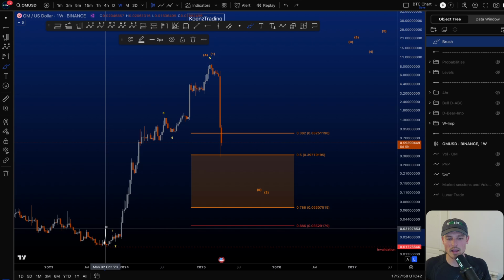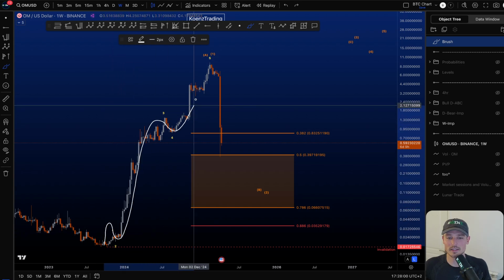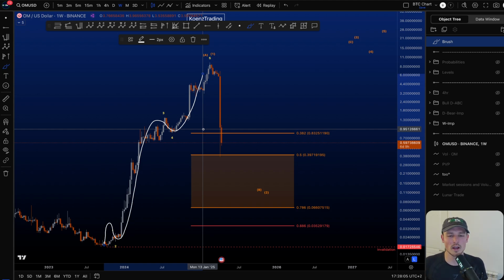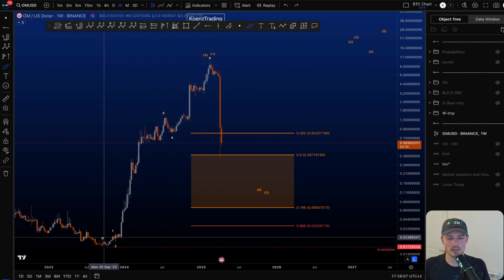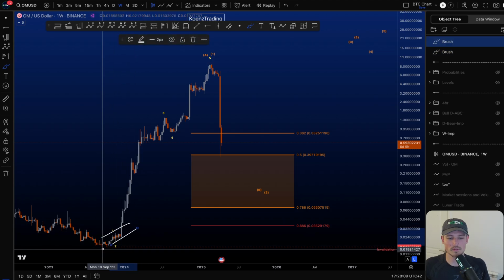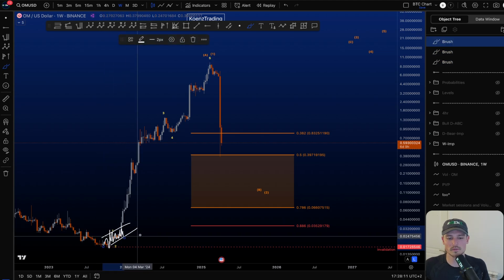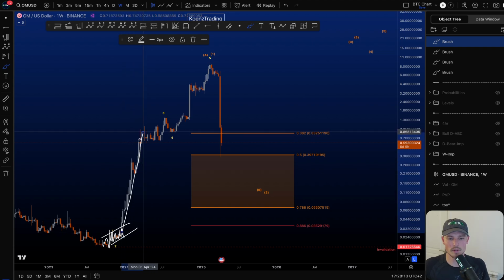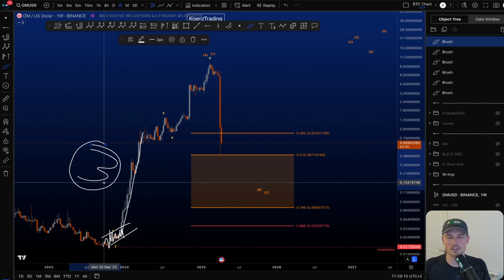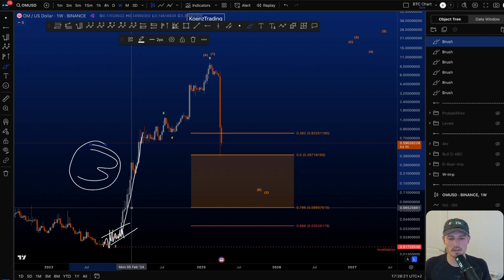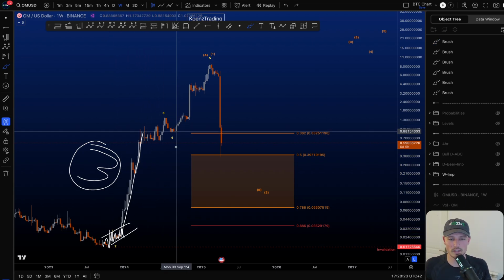This is the low, and we can count a very easily identifiable 5-wave impulsive move to the upside. Now let me explain why this is such a clear structure. We start on the weekly with a bit of a grind. These are your 1-2s. You can confirm that on the daily. Very quick move towards the upside, which is always your wave 3. That's what you want to see in a wave 3.